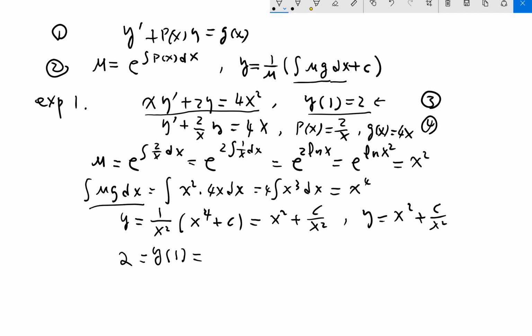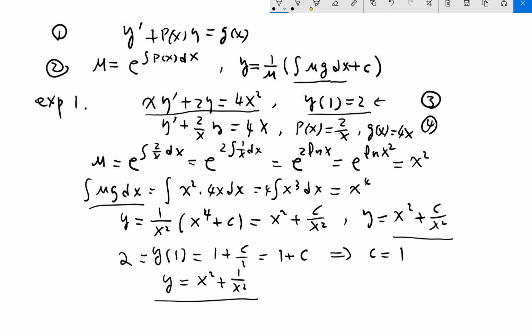On the other hand, here you let x equal 1. You get 1 plus c over 1, which is 1 plus c. So that tells us c must equal 1. Finally, we find that y here is x squared plus 1 over x squared. So this is our solution. This solution, first of all, satisfies our differential equation 3. At the same time, when x equals 1, you can see our y equals 2.